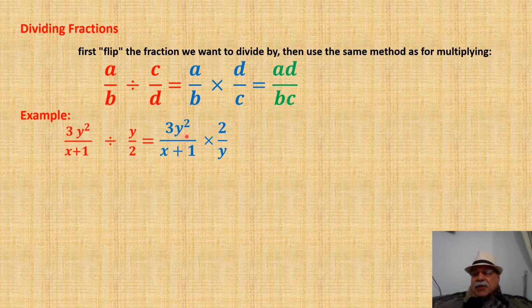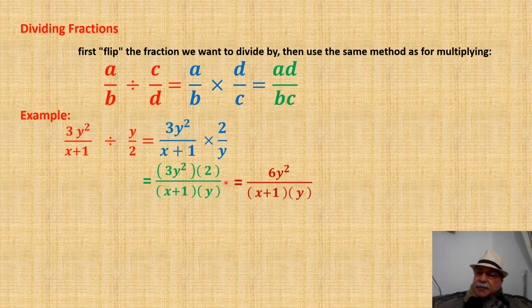Now we do the same multiply operation for the numerator and denominator. So we get like this: 3x squared times 2 over x plus 1 times y. Simplify this, we get 3 times 2 is 6, y squared over x times y, this bracket, x plus 1 times y, becomes x times y or y times x plus 1. We get like this because this is gone. The y with y squared becomes y, 6y, and still x plus 1.